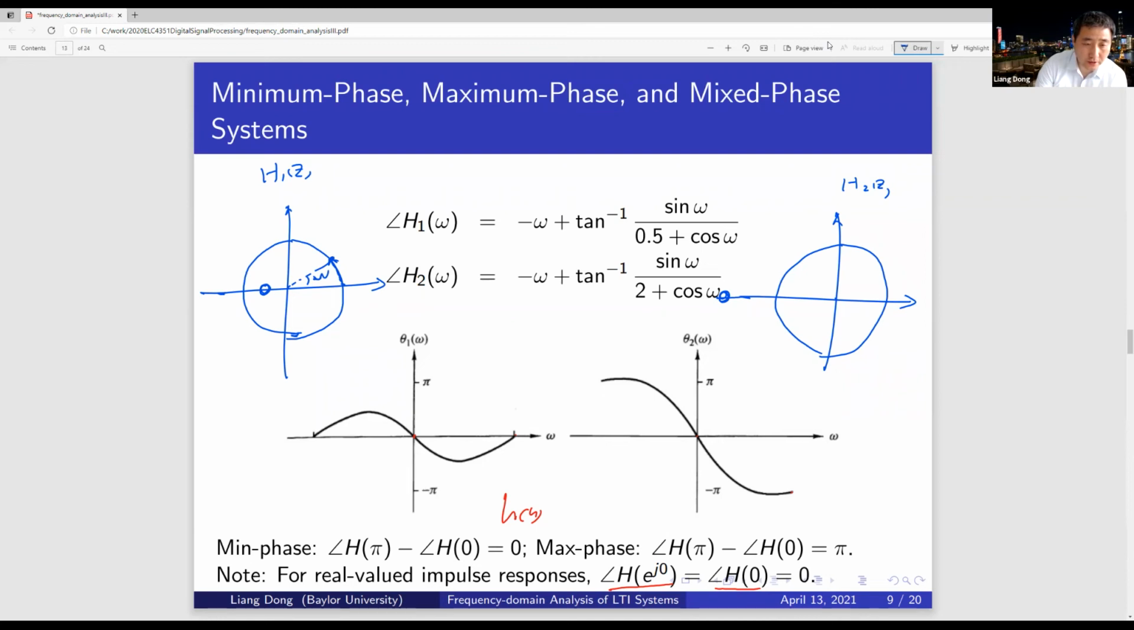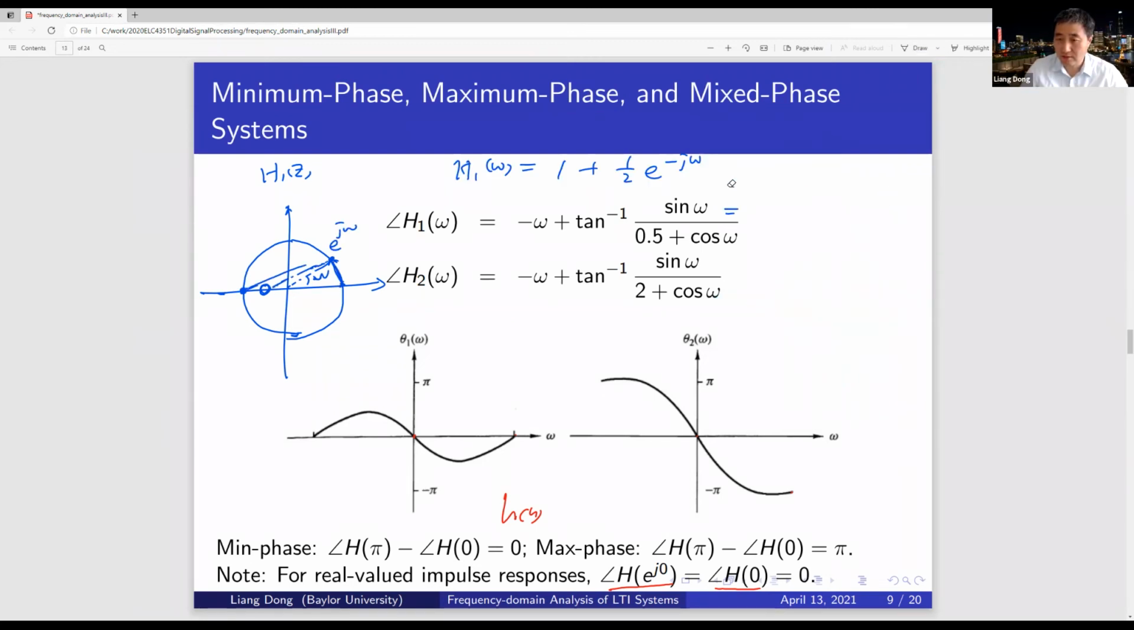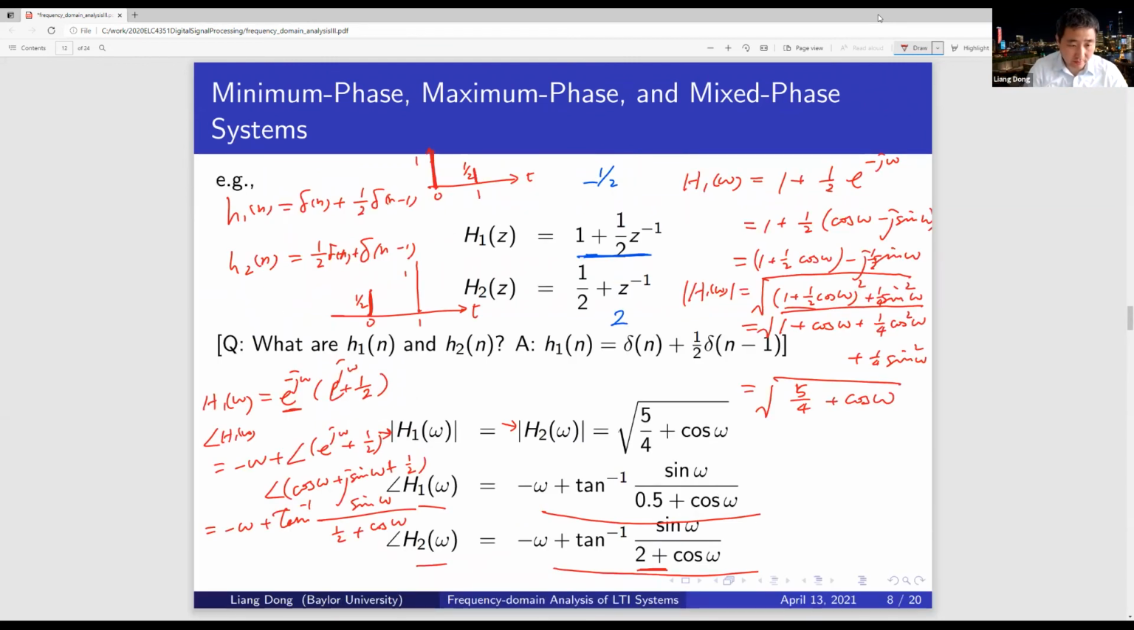This point on the unit circle is e to the power j omega. Focus on the angle of H1. We have here, this H1 is equal to e to the power j omega times e to the power negative omega times e to the power j omega subtract Z1, right? Z1 is negative 1/2. This is what we have right here.